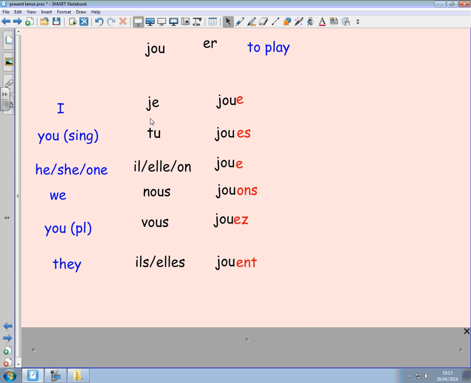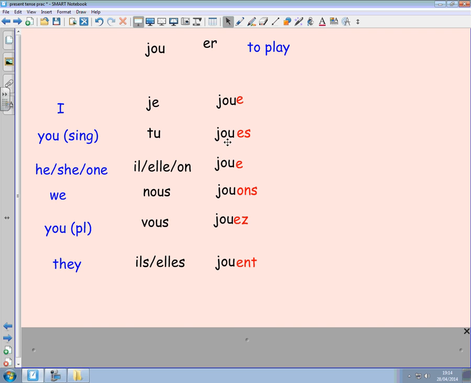We simply know their different endings when they're written. Je joue, tu joues, il joue. Nous jouons. Nearly all verbs in the nous form will end in ONS. Vous jouez. A lot of them will end in EZ for vous and ENT or NT for il and elle. So, je joue, I play, or I am playing.